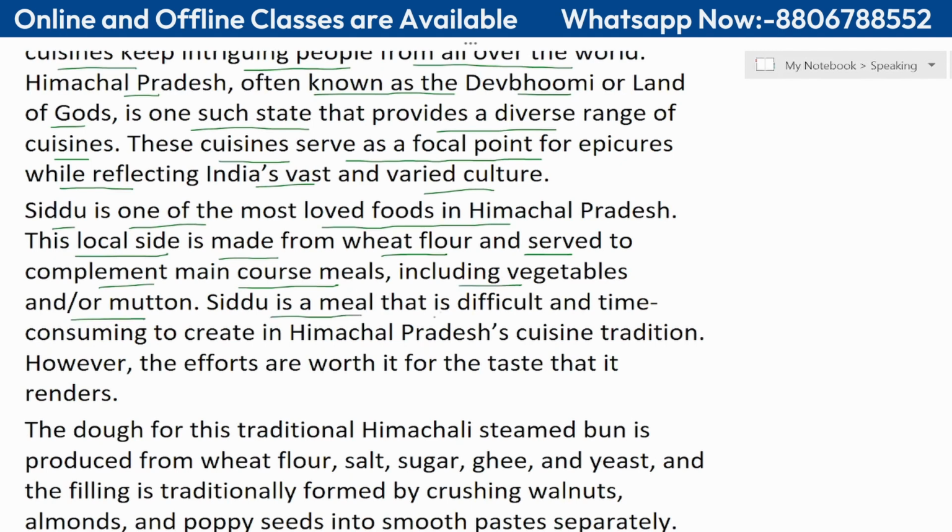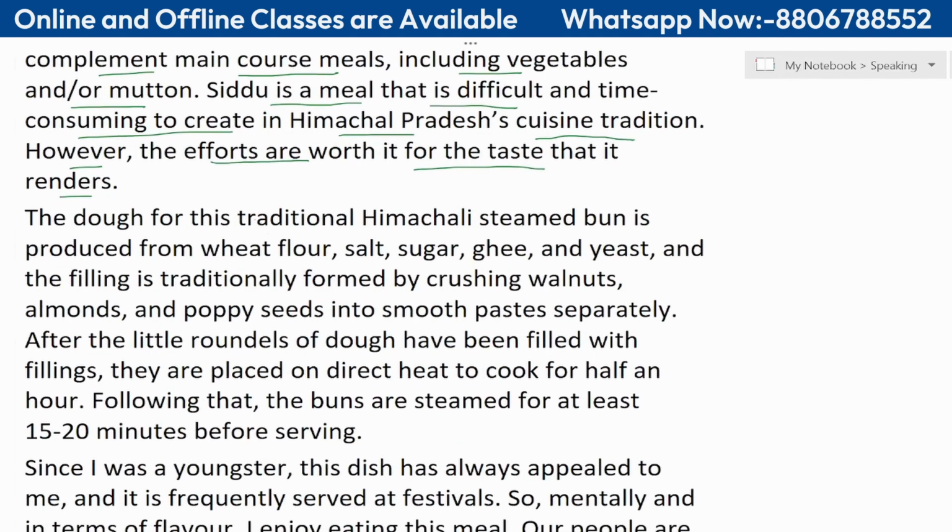Siddhu is a meal that is difficult and time consuming to create in Himachal Pradesh cuisine tradition. However, the efforts are worth it for the taste that it renders. The dough for this traditional Himachali steamed bun is produced from wheat flour, salt, sugar, ghee, and yeast, and the filling is traditionally formed by crushing walnuts, almonds, and poppy seeds into a smooth paste separately, while little roundels of dough are filled with the fillings. They are placed on direct heat to cook for half an hour.